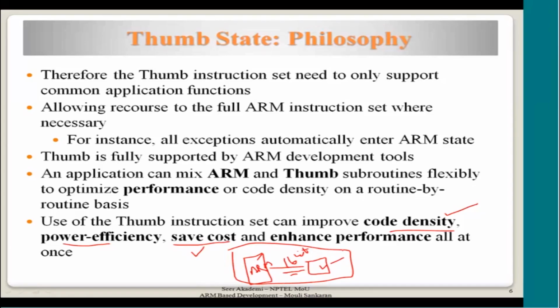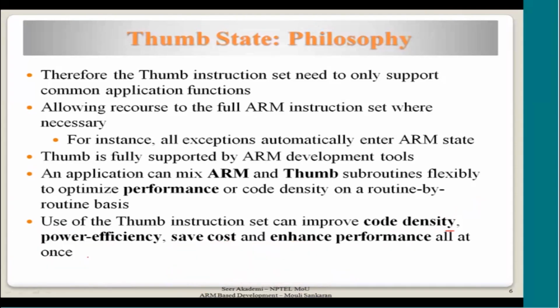How does it enhance the performance? Because, as I told you, most of the functions are compressed into 16-bit instructions, but they are executed as 32-bit instructions. So there is not much of a performance penalty internally. Once they are decompressed, they behave like any other 32-bit instruction. So the performance is also relatively better by using the thumb instruction. Okay, so power saving, cost saving, code density, and performance, all at once thumb mode supports.